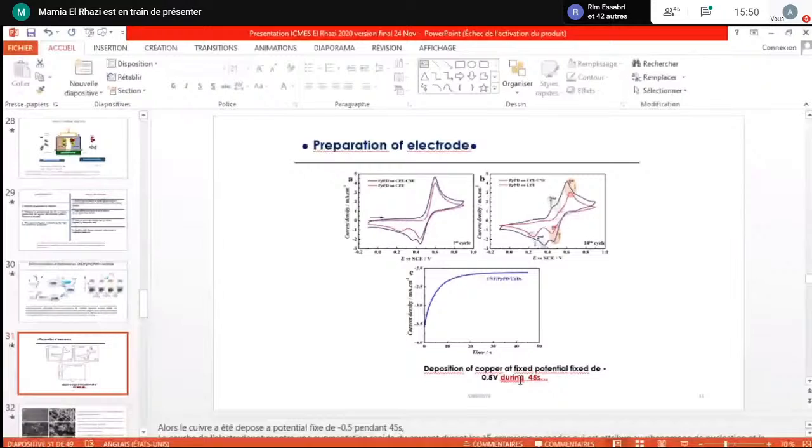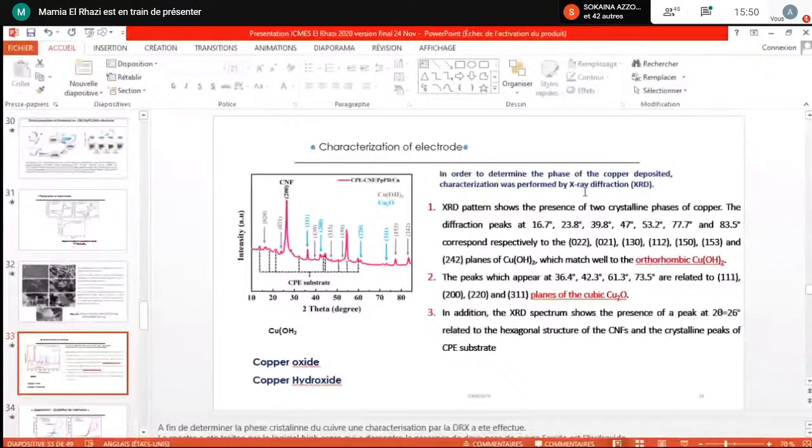Of course, in order to determine the phase of the copper deposited, characterization was performed by X-ray diffraction, and the X-ray pattern shows the presence of two crystalline phases of copper, copper oxide and copper hydroxide. And of course, our electrodes are tested toward oxidation of methanol, and we can see here the response of the electrode modified with carbon nanofiber.